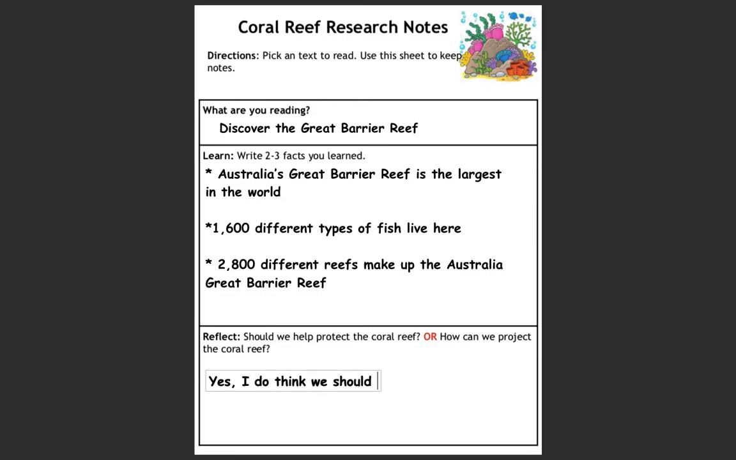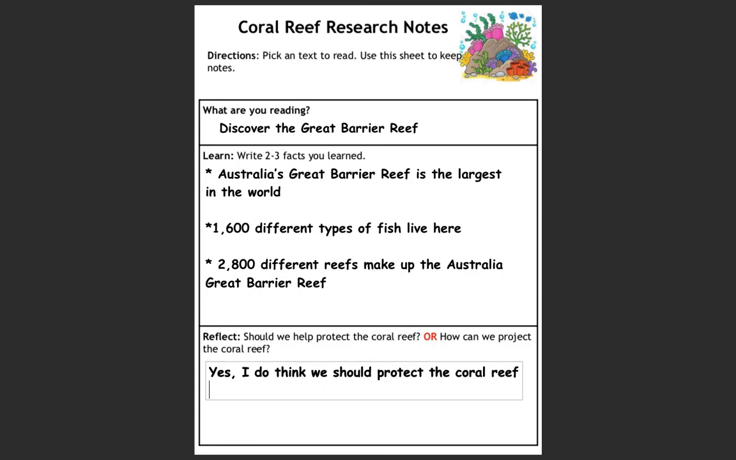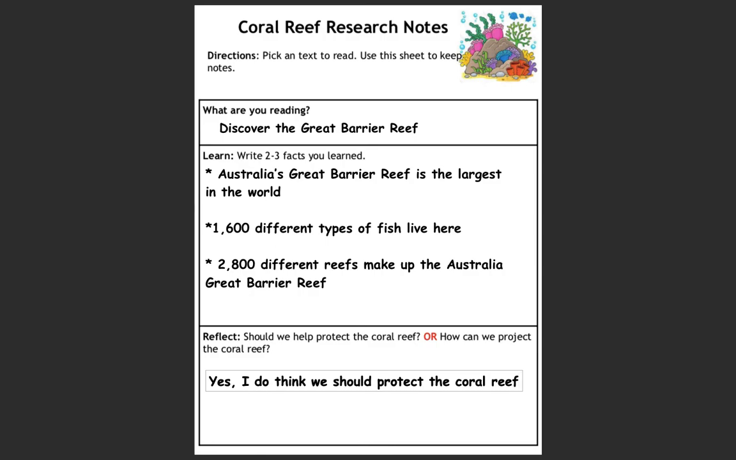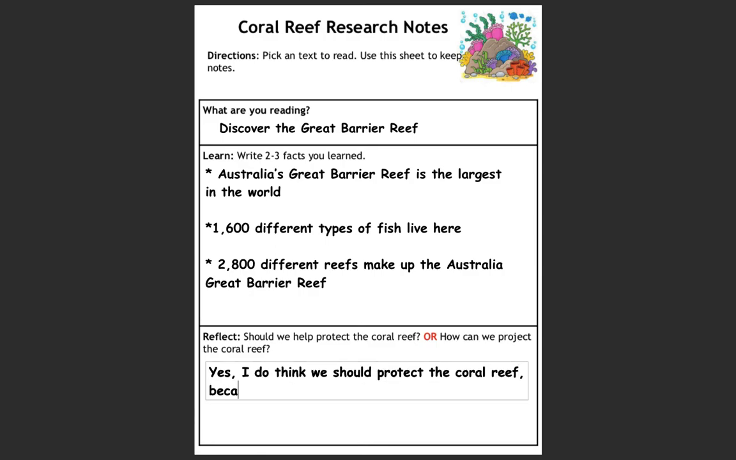We should protect the coral reef because there are so many animals that live there. And just like that, I wrote 1 sentence. I'm good to go. I did my reflection, and I am done with my first research notes sheet of the week.